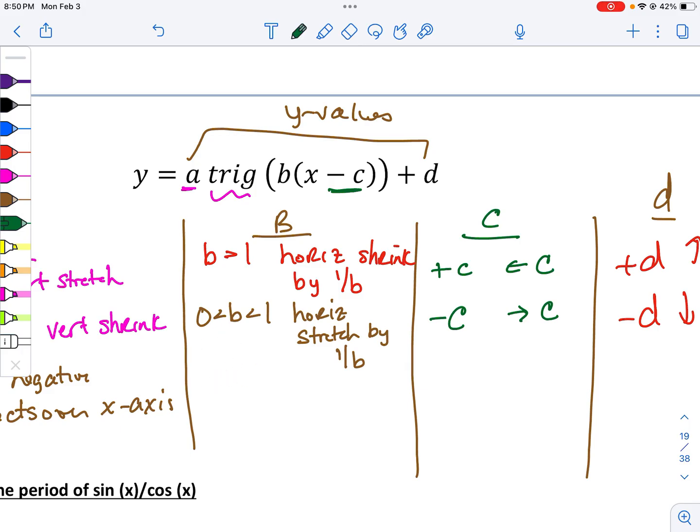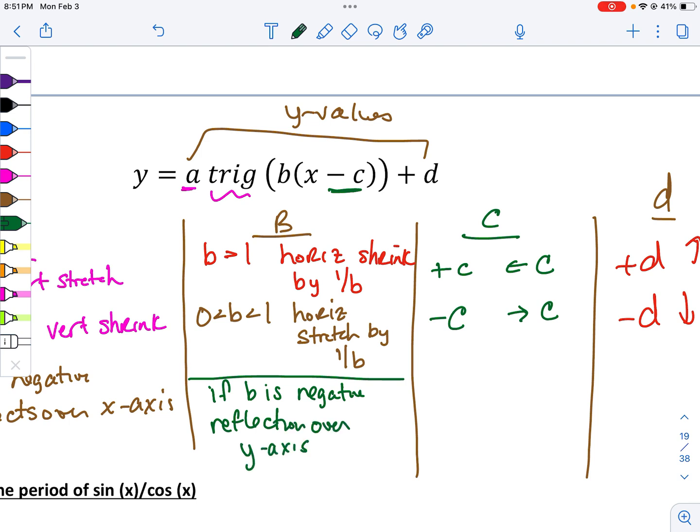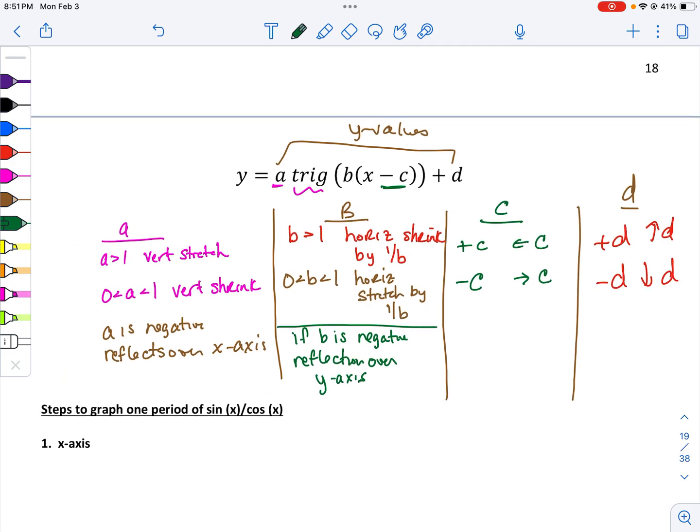All right, and then last but not least, if B is negative, that is a reflection over the y-axis. So it would flip over the y-axis. And we're actually not going to work with this one with the trig functions. We did with parabolas, we did with snakes, we did with square roots. But with the trig functions, we're not going to mess with a negative B value.